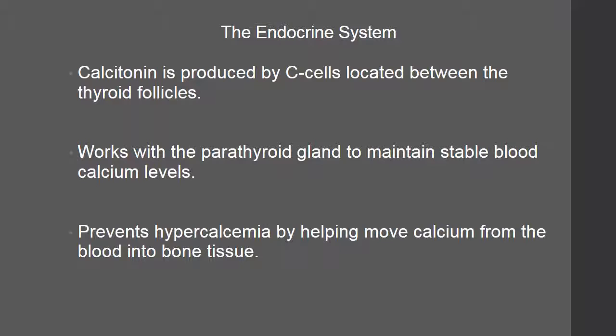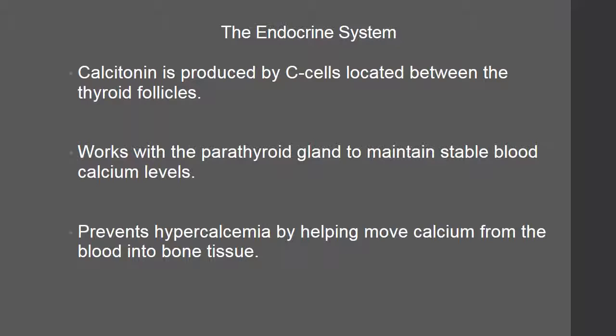So not only is it necessary to keep the animal alive, but it's necessary for all the systems to work well. And so we have a very complicated, very precise system of keeping calcium levels available. The two ways we do that is with parathormone and with calcitonin.